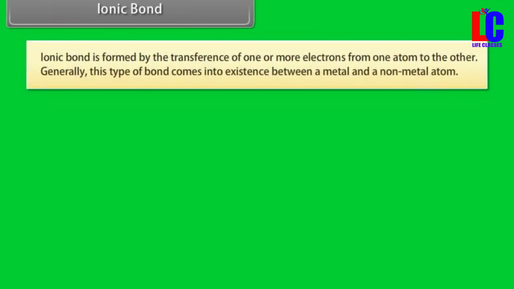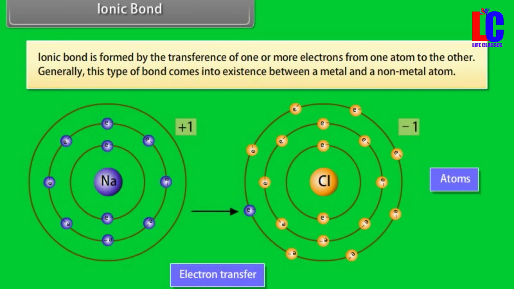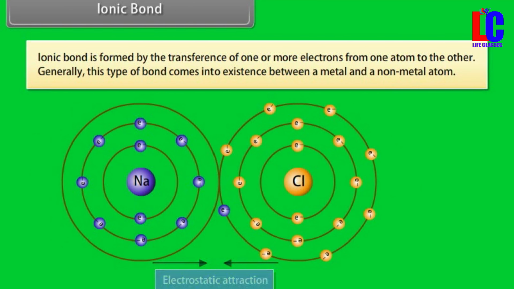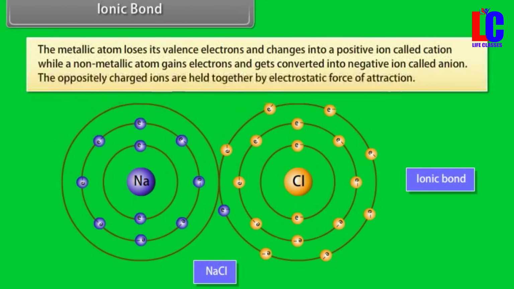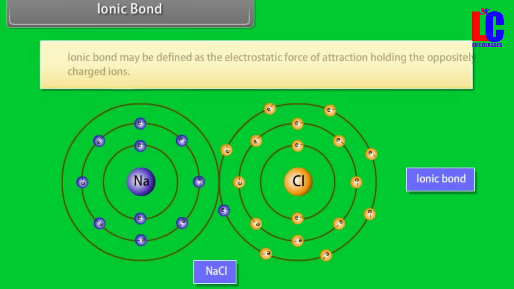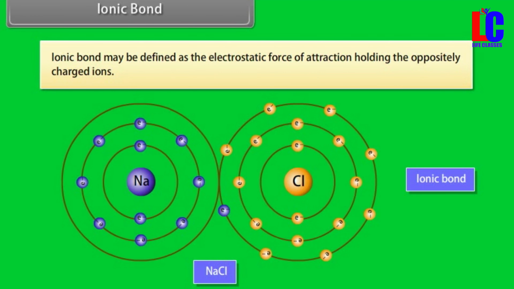Ionic Bond. Ionic bond is formed by the transference of 1 or more electrons from one atom to the other. Generally, this type of bond comes into existence between a metal and a non-metal atom. The metallic atom loses its valency electrons and changes into a positive ion called cation, while a non-metallic atom gains electrons and gets converted into a negative ion called anion. The oppositely charged ions are held together by electrostatic force of attraction. Ionic bond may be defined as the electrostatic force of attraction holding the oppositely charged ions.